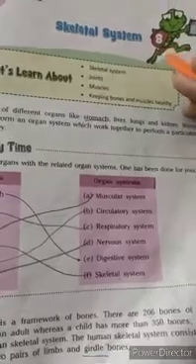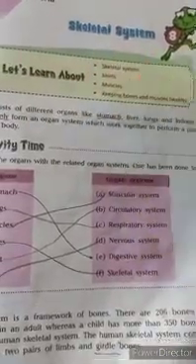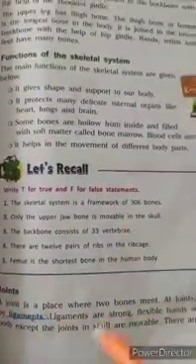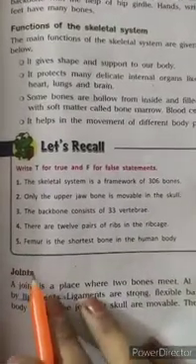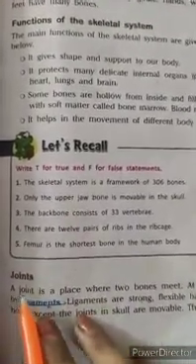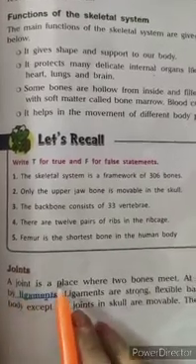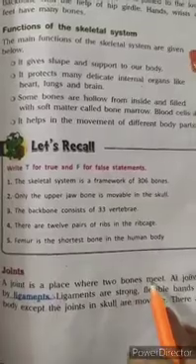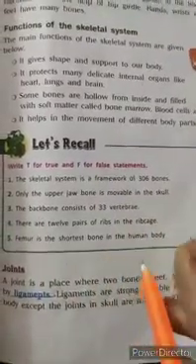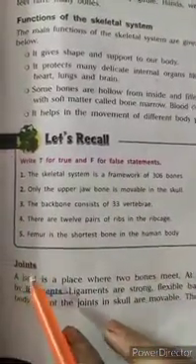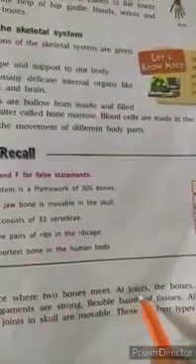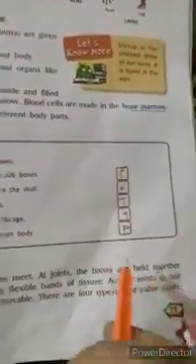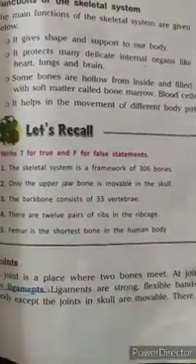So students, we are studying lesson 8 of science, that is the skeletal system. In this chapter, we are on the topic joints. Today we will study about the joint and various types of joint. Let's start the topic. A joint is a place where two bones meet. Means any place in the body where two bones join together or meet together is called a joint. At a joint, the bones are held together by ligaments.